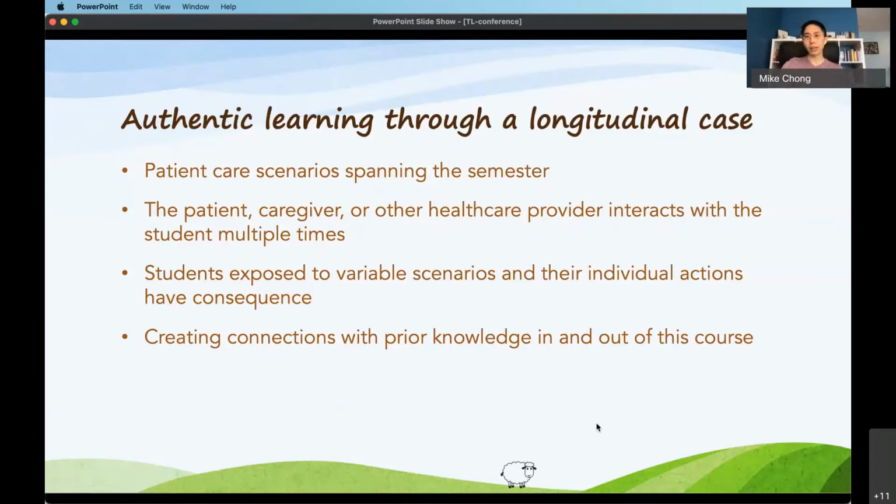In this way, we tried to create connections with concepts and knowledge that students had before coming into this course, and knowledge that is constantly reshaping and developing about this patient, even within the course. And I think for this, having an understanding of the curriculum and the other courses that the students are taking really does help.